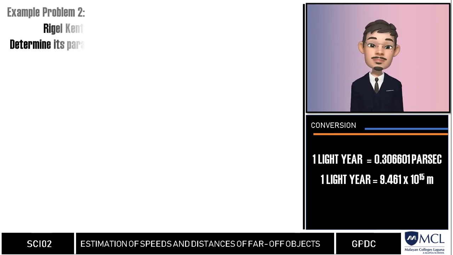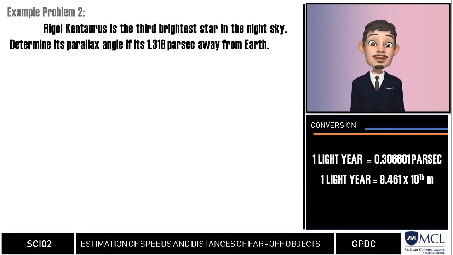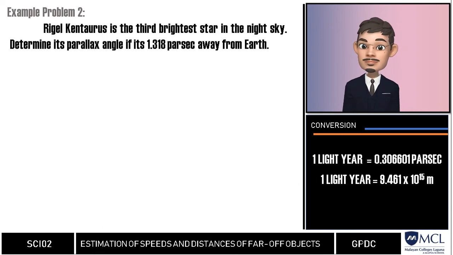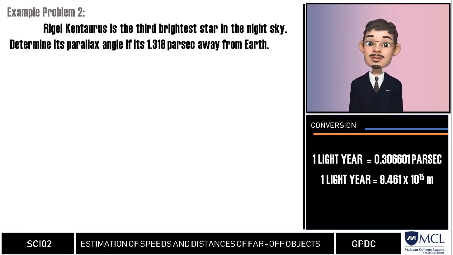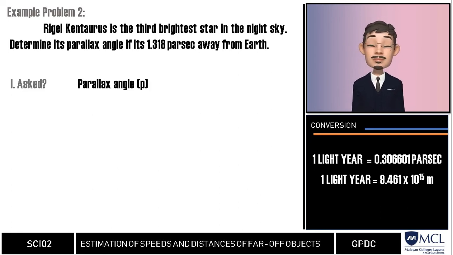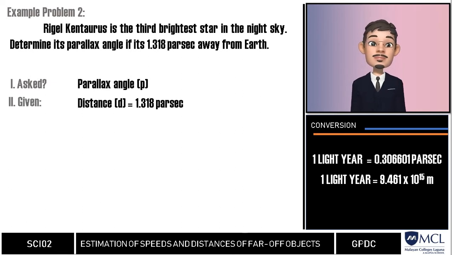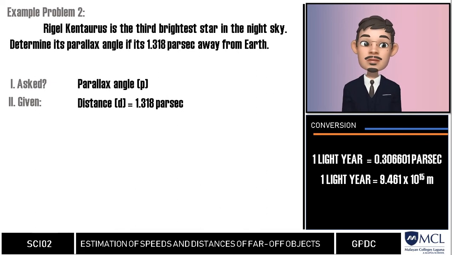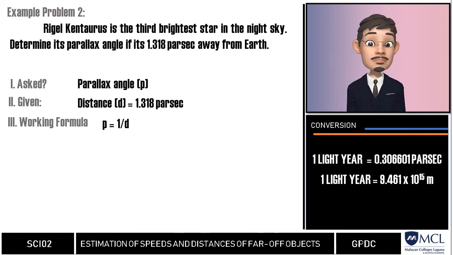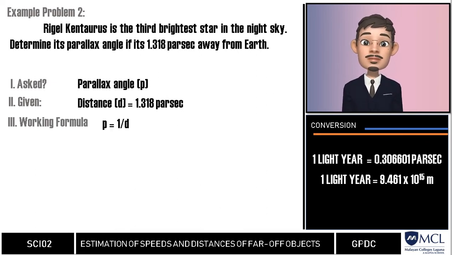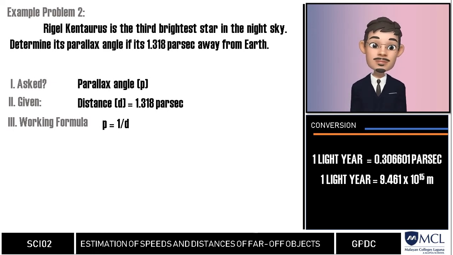Rigel Centaurus is the third brightest star in the night sky. Determine its parallax angle if it's 1.318 parsec away from Earth. After we identify the required quantity, which is the parallax angle, and the distance of 1.318 parsec, we can compute this using a derived formula, p is equal to 1 over d. We will substitute the value of d in our equation.